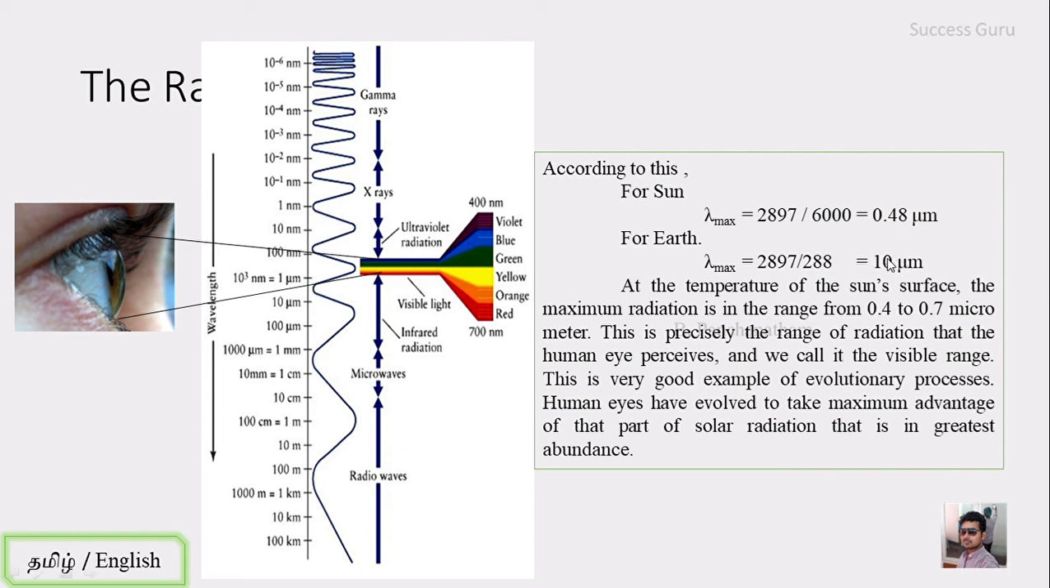Is that clear? So according to this law, whatever we read earlier, we can find any satellite or any planet. If you know the surface temperature, you can fix the band in which you can trace that planet or satellite. Okay, I think this will be okay for you for this heading.